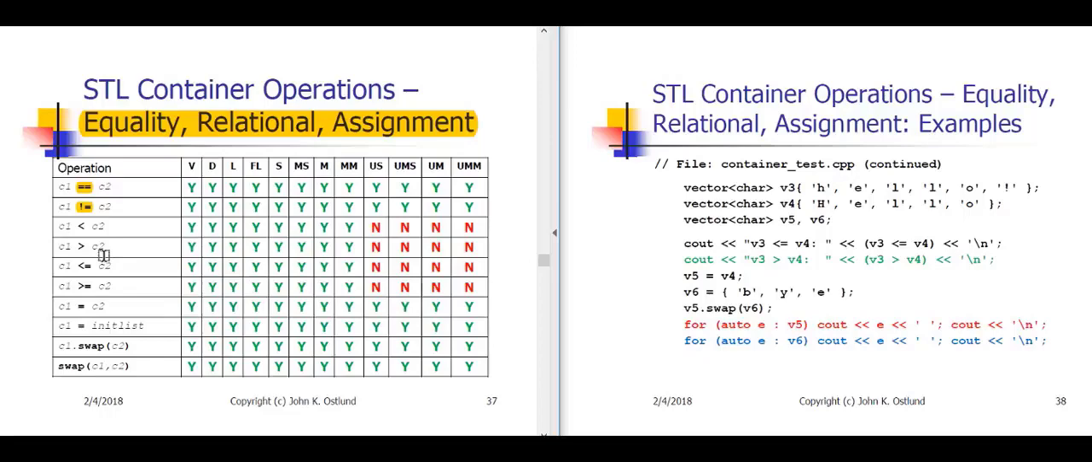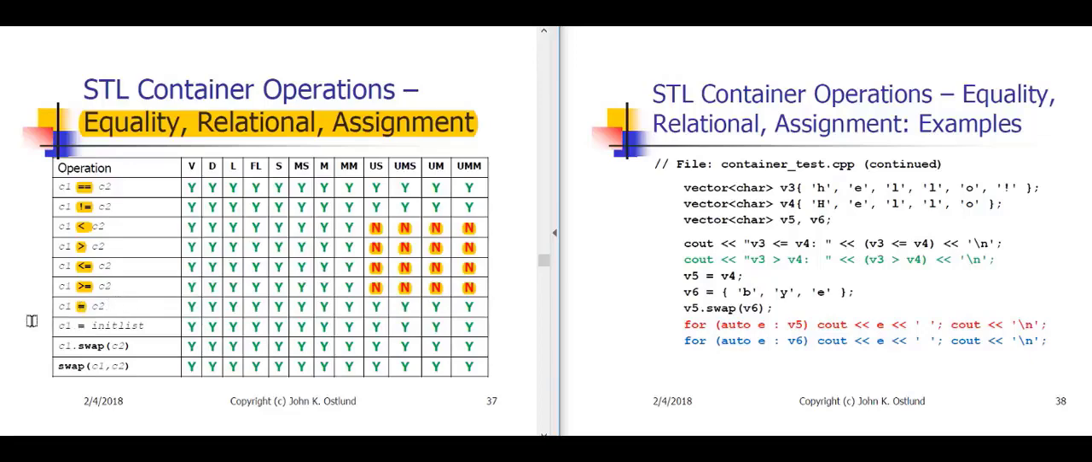For many of the standard container types, you can also do relational or ordering comparisons. That is, less than, greater than, less than or equal, greater than or equal. You can do these for all of the sequence types and for all of the associative or tree-based types, but you cannot do this, as I guess ought to be obvious from their names, for any of the unordered types. So unordered set, unordered multiset, etc. are not able to do any of these ordering relational tests.